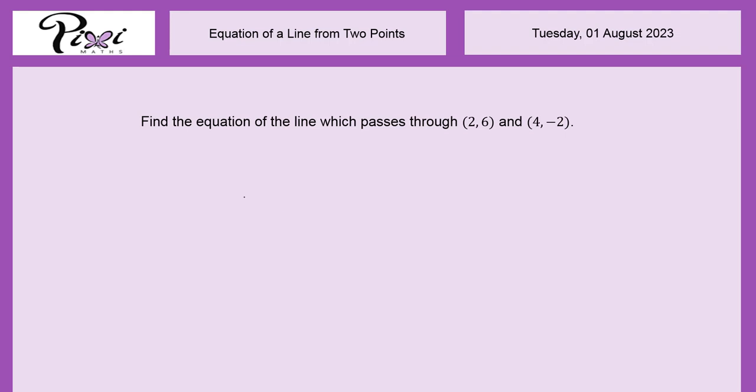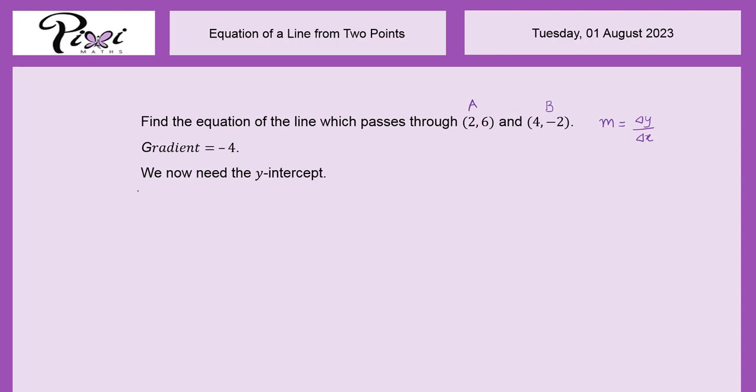So let's look at this example where it says find the equation of the line which passes through (2, 6) and (4, -2). You could use the formula for finding the gradient, or you could just do it using the difference formula, whichever way, but you know how to go about finding the gradient of a line, and you would define it as rise over run or change in y over change in x, and that would give you the gradient as -4 in this case.